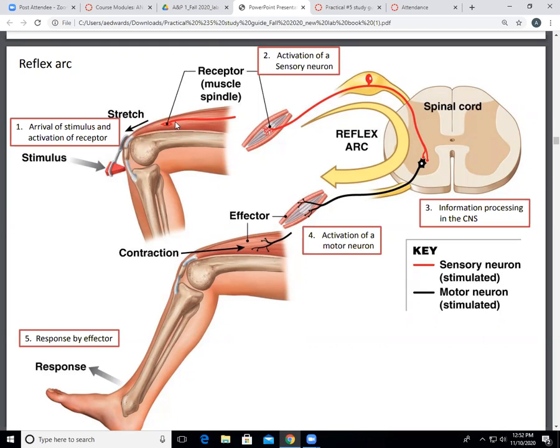Okay, a muscle spindle in your muscle. It's going to activate a sensory neuron. Okay, it's going to send a signal to your spinal cord where you have information processing happening. And you're going to have activation of this motor neuron, which sends a signal to the effector where there is a response, in this case, kicking your leg out and extending the knee joint.